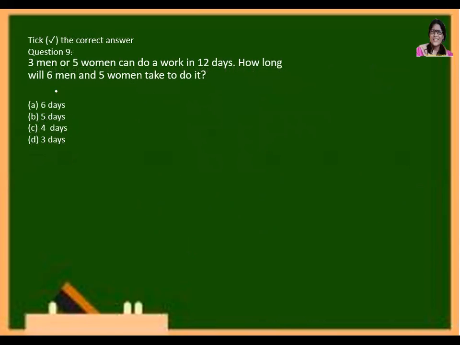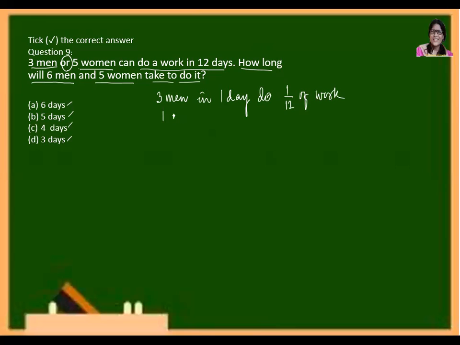Question number 9. 3 men or 5 women can do a work in 12 days. How long will 6 men and 5 women take to do it? 6 days, 5 days, 4 days, 3 days. Now 3 men can do it in 12 days. So 3 men in 1 day, how much do they do? 1 by 12 of the work. So 1 man will do 1 by 36 of the work.